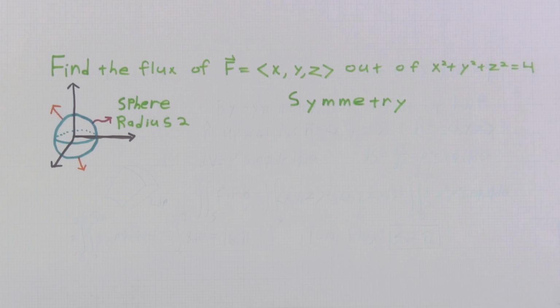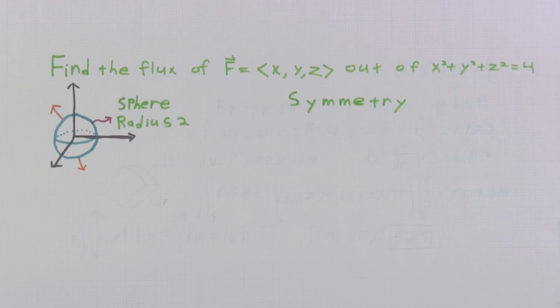If we look in the bottom half of the sphere, our vector field is exactly the same as it is in the top half of the sphere. However, the z-coordinate is negative, so it's been reflected over the xy plane. The same thing is true of the normal vector. Because it's a sphere, the normal vector is exactly the same in the bottom half as it is in the top half, just with a negated z-coordinate.